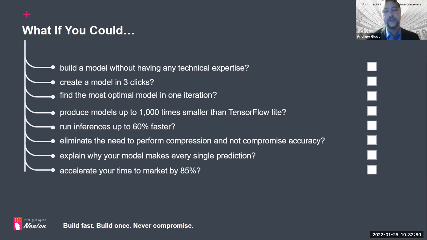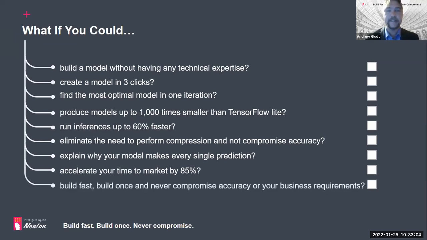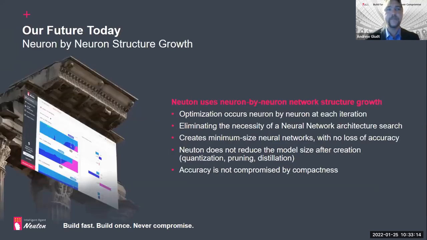Additionally, how can we address the ability to bring different AI models into production faster? Oftentimes we can work on models for a very long time, but actually don't bring them into production. That's not getting the return on investment. And so, how can we build fast, build once, and not compromise on the accuracy or our business requirements?